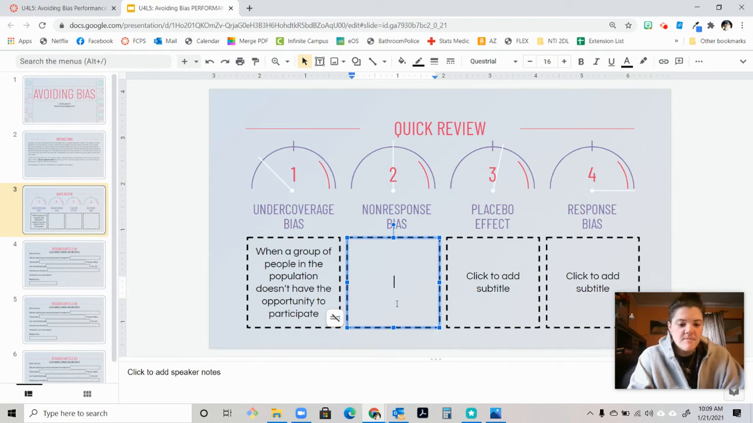The next one we learned about was non-response bias. And this one also had people not responding because they just didn't want to. So this is when a group of people chooses not to respond.